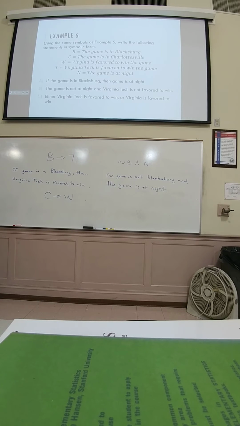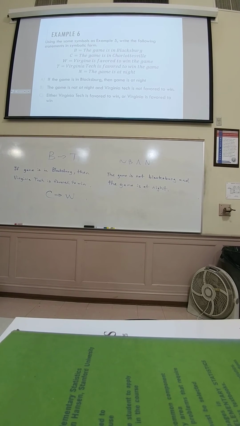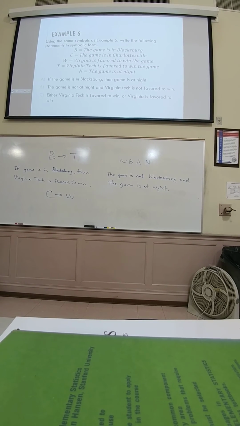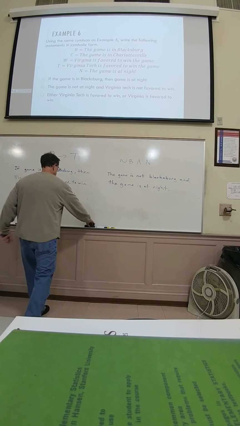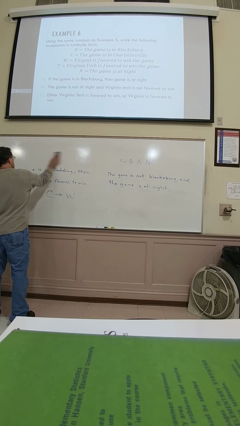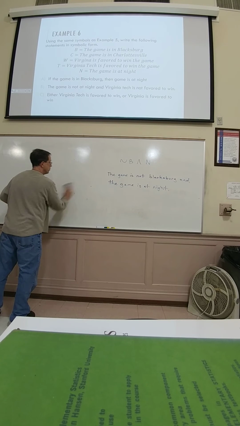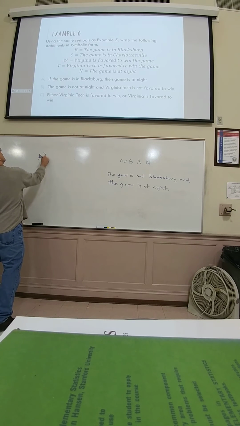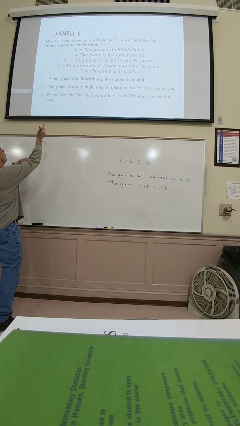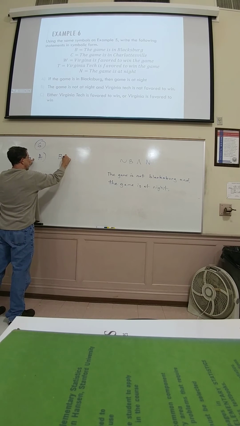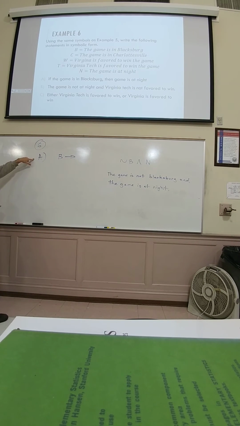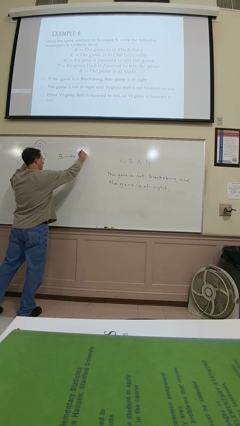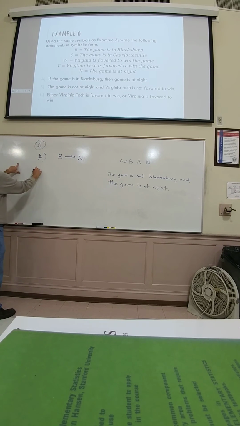Let's do one more. These are the exact same statements. B, C, W, T, and N are all the same thing in this example. I'm going to do the first one that says, if the game is in Blacksburg, then the game is at night. Well, part A, this is number 6, I guess. The game is in Blacksburg is B, and then it's an if-then. So we'll go, if the game's in Blacksburg, then it's at night, which is capital N. So B, arrow N, that's all you need.